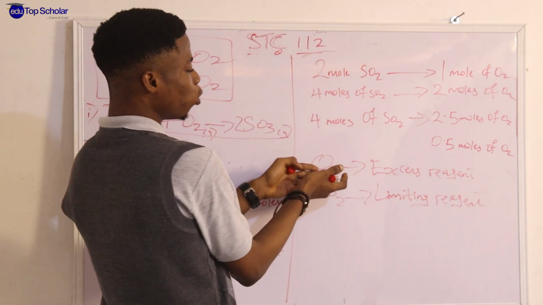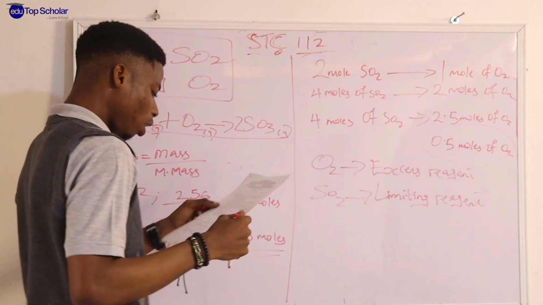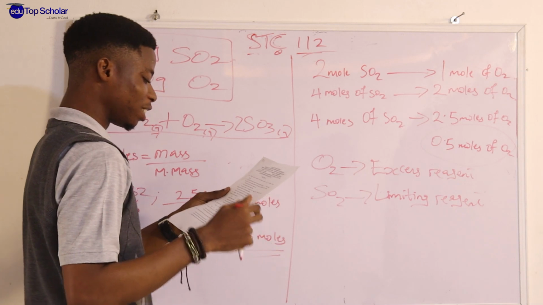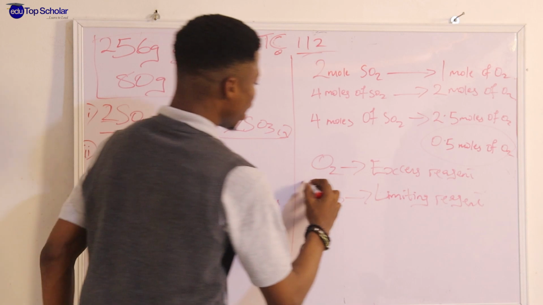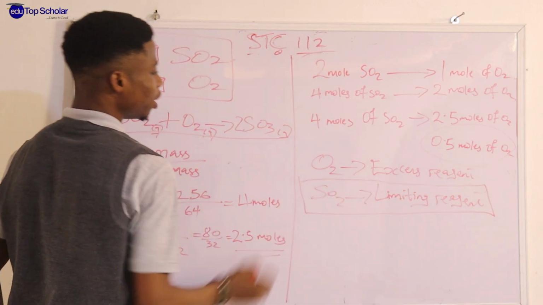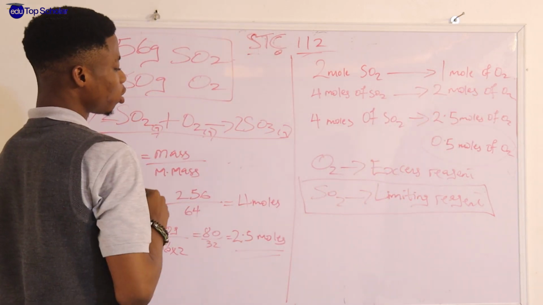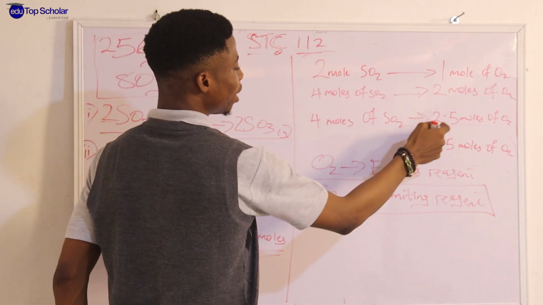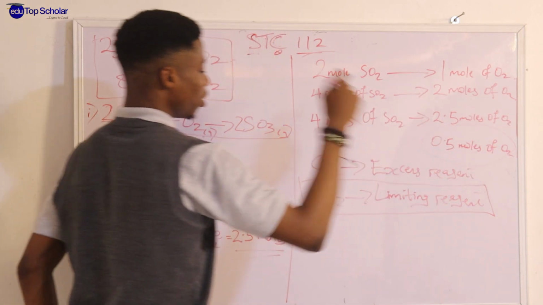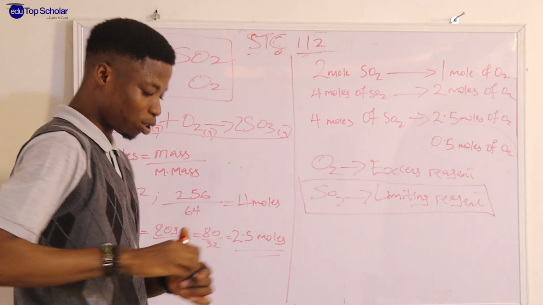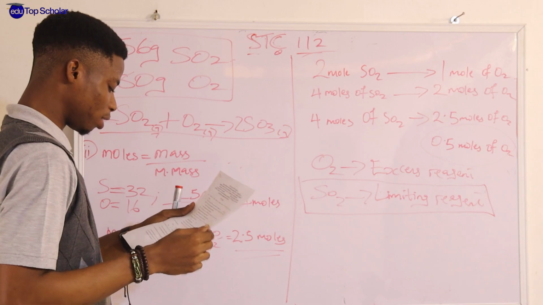Meanwhile, we still have 0.5 moles of O2. So the question says, identify the limiting reagent and justify your answer. This is the justification: our SO2 is the limiting reagent, because 4 moles of SO2 will require 2 moles of O2, and according to the question, 4 moles of SO2 reacted with 2.5 moles of O2. So we have 0.5 moles of O2 left. So O2 is the excess and SO2 is the limiting reagent. Now that's that about that.